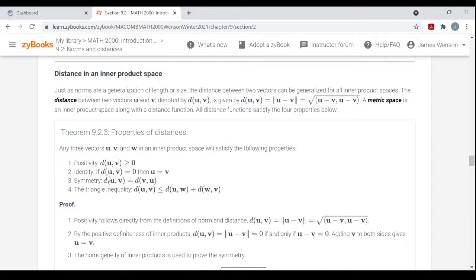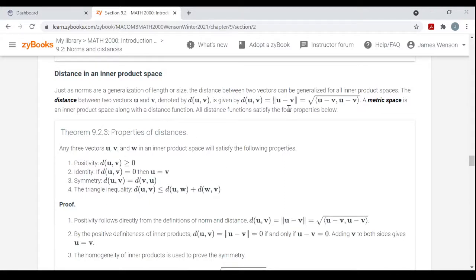The distance between two vectors is 0 exactly when those vectors are the same. Hopefully it's clear that if u and v are the same, you'll just be taking the norm of the 0 vector, and if you take the inner product of the 0 vector with itself, that should be 0, by properties of inner products. Obvious symmetry, right? The norm of u minus v should be the same as the norm of v minus u.